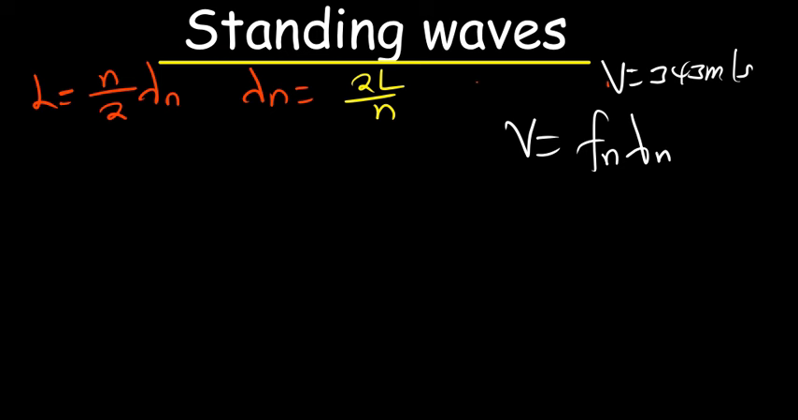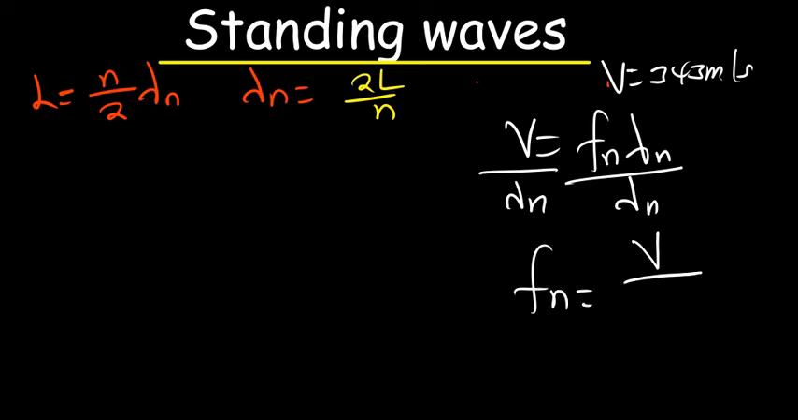We want to make frequency the subject of the formula. Let's divide both sides by lambda n. So the frequency Fn will be equal to v divided by lambda n.